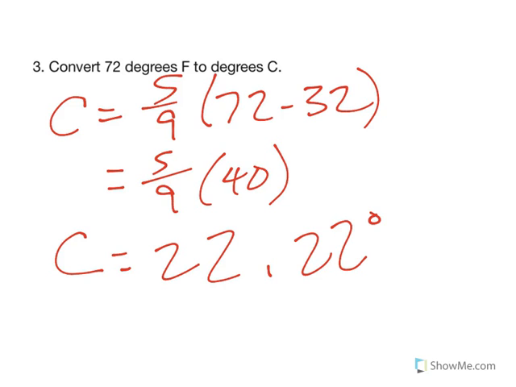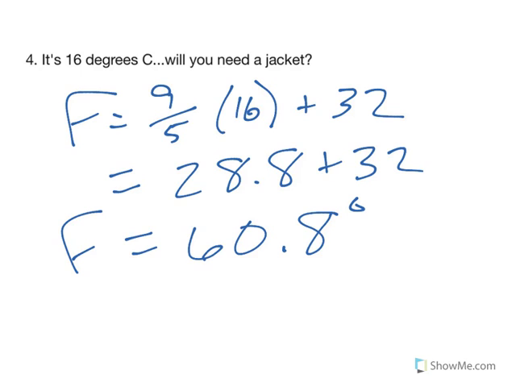Number 3, we've got 72 degrees Fahrenheit. What would that be in degrees Celsius? So we're starting with Fahrenheit. We'll use the C equals formula, plug in 72 for F, and you should end up, I rounded to 2 decimal places, with 22.22. In number 4, 16 degrees Celsius. Do you need a jacket? Well, you plug in 16 for C and solve for F, and you get 60.8 degrees. I would say this is another one up for interpretation. In my opinion, no, you don't need a jacket. Heck, I'd wear shorts at 60.8 degrees.